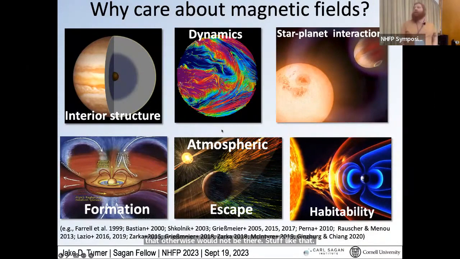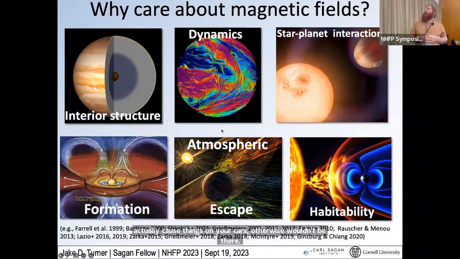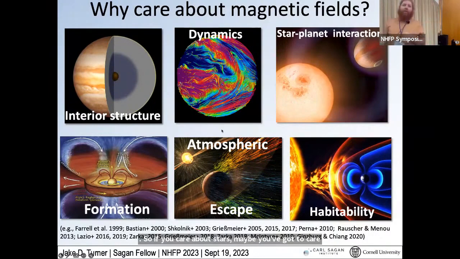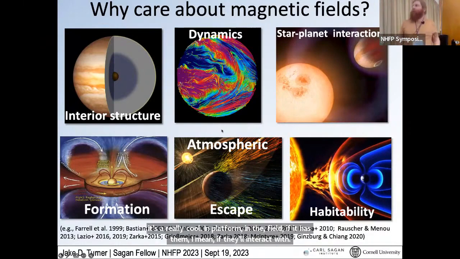Some people care about stars. If you have a really close and hot Jupiter, it can magnetically interact with your star and cause what we call star-planet interactions, and actually cause things on your star that otherwise wouldn't be there, for example star spots or flares. So if you care about stars, maybe you've got to care about the magnetic field of the planet, as well as formation. This is a really cool schematic showing how we think planets form. If the planet has a magnetic field, it will interact with basically all the material around it, and that might cause a difference in formation, for example how fast it rotates, or vice versa.